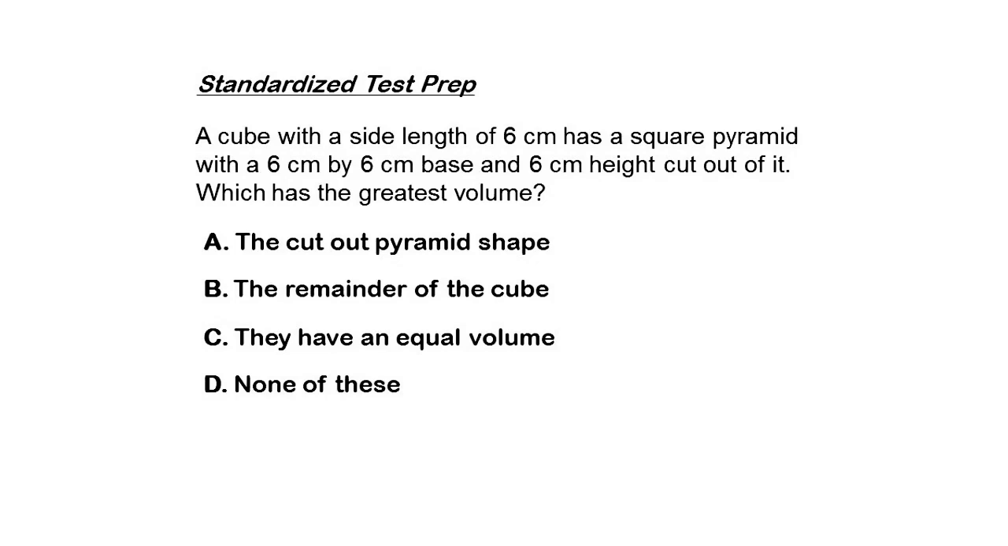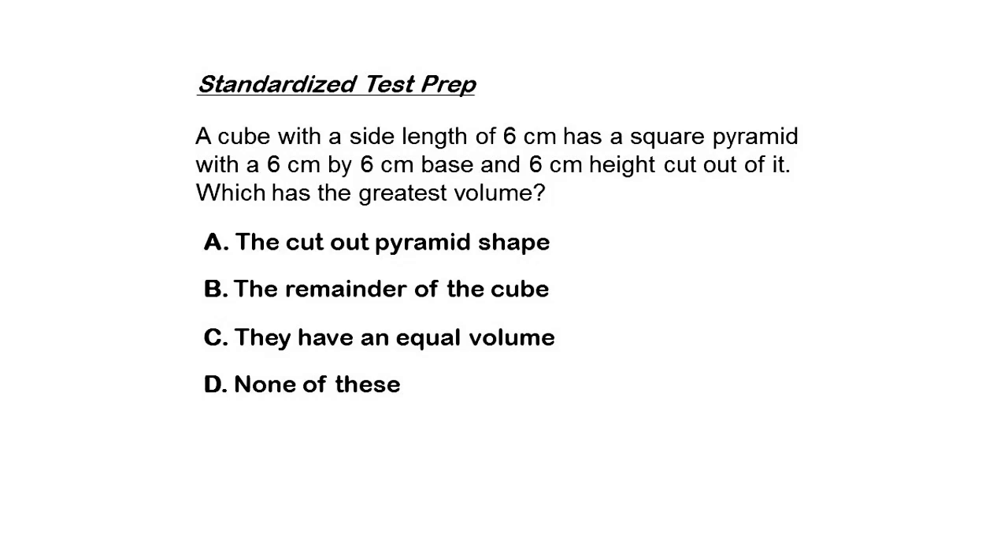A cube with a side length of 6 cm has a square pyramid with a 6 cm by 6 cm base and 6 cm height cut out of it. Which has the greatest volume? The cutout pyramid shape, the remainder of the cube, they have equal volumes, or none of these.